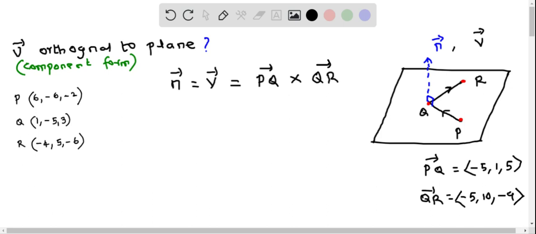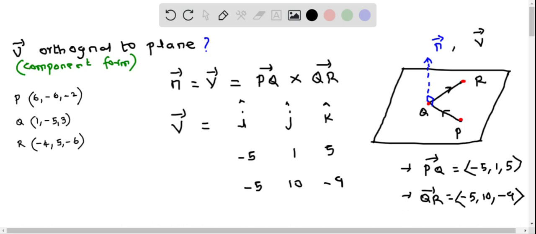This will result in a vector which is orthogonal to the plane. So let's do the cross product. I can write down v vector is equal to, I have to use the determinant to find the cross product. So I put the components i, j, k, and then put the components of the PQ vector just below that, -5, 1 and 5, and then I put the components of the QR vector, -5, 10 and -9. So we have to find the determinant of this one.